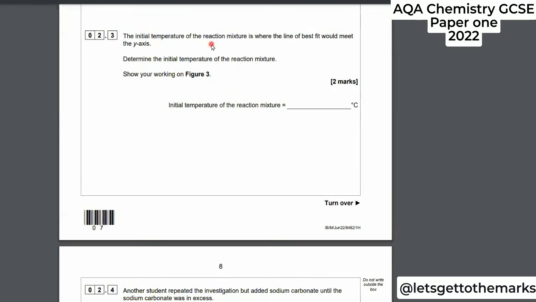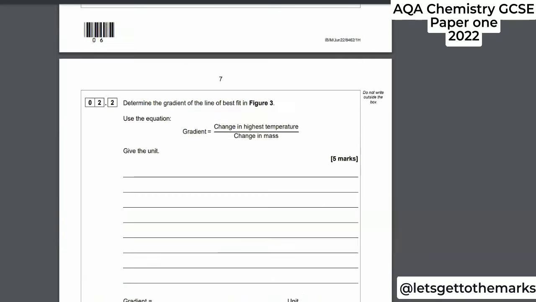2.3: the initial temperature of the reaction mixture is where the line of best fit would meet the y-axis. Determine the initial temperature of the reaction mixture, show your working. So once again, the initial temperature is where the line of best fit would go down and meet the y-axis. This is dead easy. We want to find out what the starting temperature was.